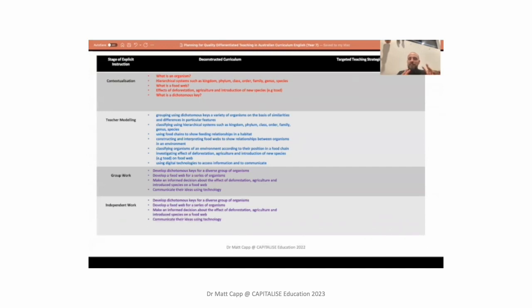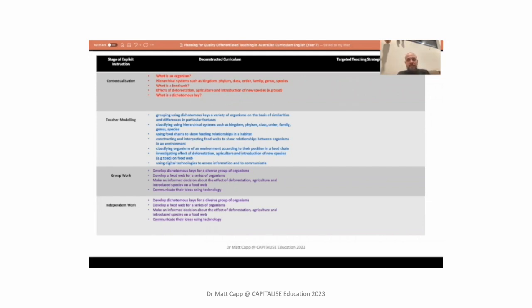So we've now worked out and deconstructed the curriculum and worked out what we're going to teach. So we're going to contextualize that essential knowledge. We're going to model independently and with the students the essential skills. Then during group work and independent work, the students are working towards essentially what the achievement standards are asking, not what teachers believe they need to do, but going back to the achievement standards and deconstructing them. Now we've done that for curriculum.